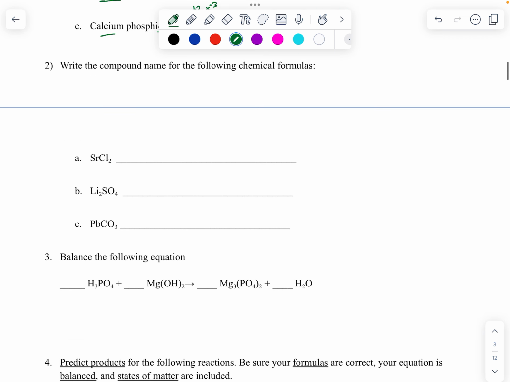Write the compound name. This is strontium, and since chlorine is by itself, we just change the ending to "ide" there. Lithium, and it is attached to a sulfate polyatomic group. You can tell because there's 1, 2, 3 elements as opposed to 2 there, which tells you that something in there is on the back side of your periodic table in that polyatomic ion chart.